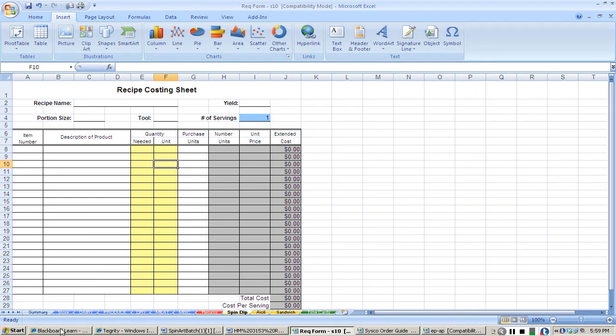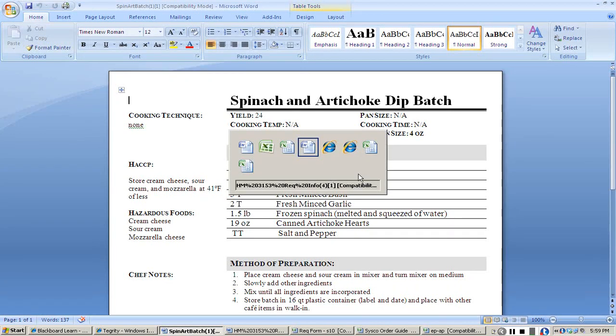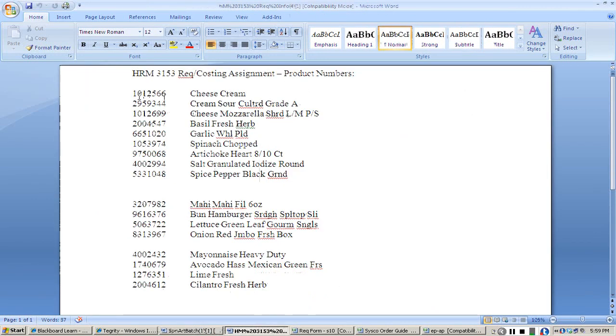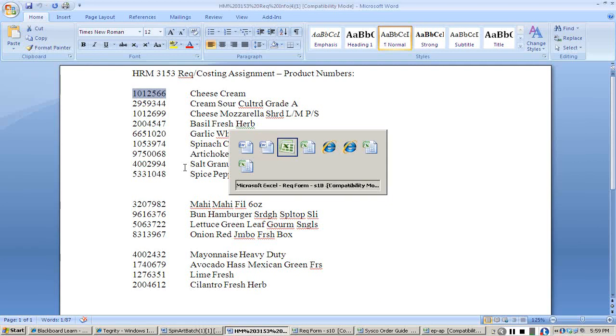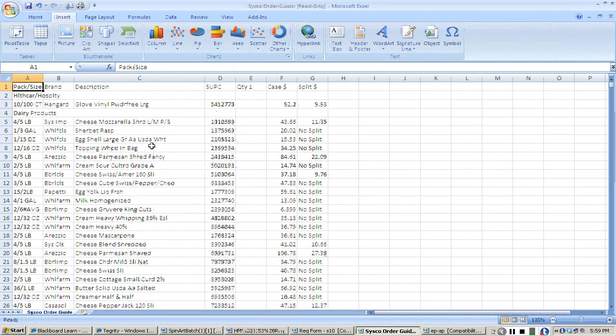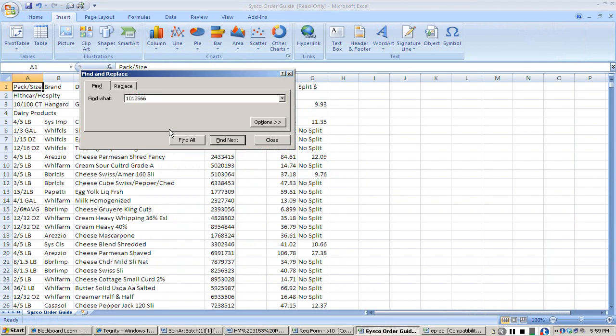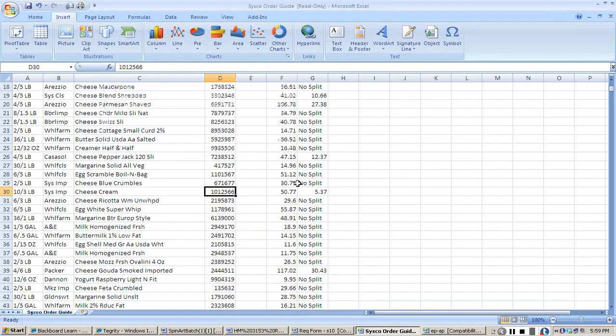Alright, so for the spinach dip, we need 3.75 pounds of cream cheese. My info tells me it's this product number. So I'm going to highlight it, Control C to copy, and then go into my Cisco order guide, Control F to find, Control V to put that number in there, find that, close. It comes in a case of 10 3-pound blocks for $50.77, or I can just buy it by the 3-pound block for $5.37.